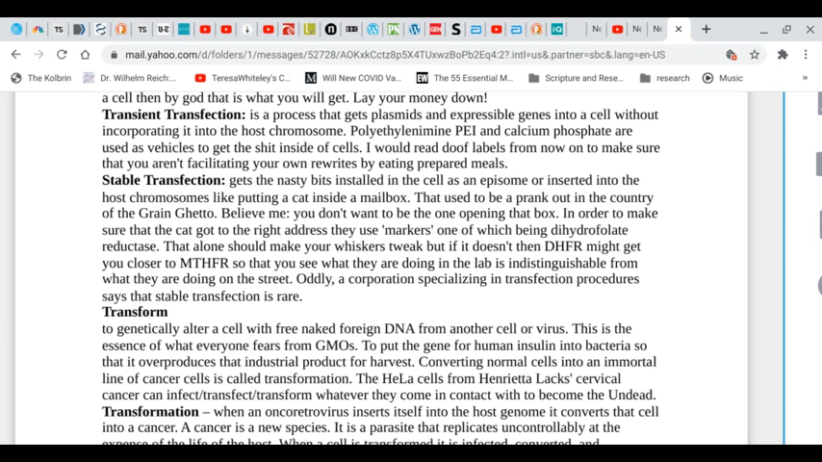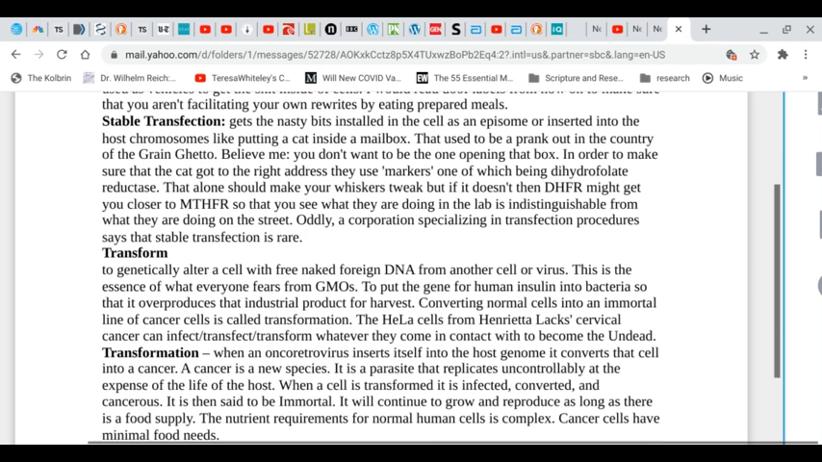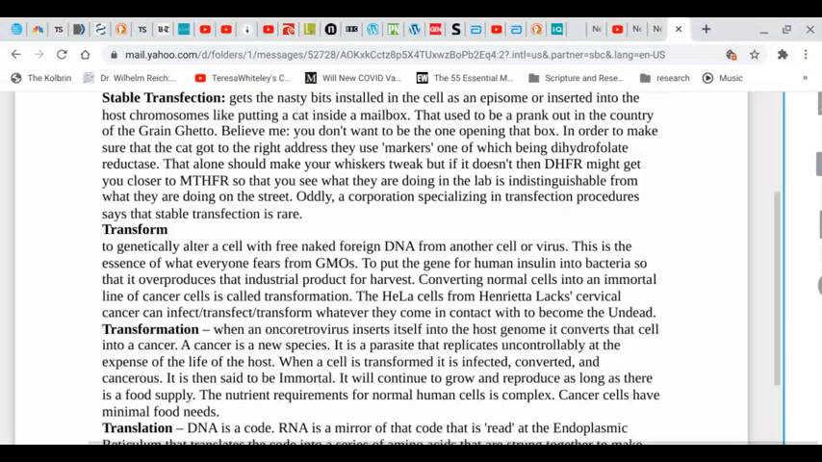dihydrofolate reductase. That alone should make your whiskers tweak, but if it doesn't, then DHFR might get you closer to the MTHFR. I always see motherfucker when I see that. So when you see that, what they're doing in the lab is indistinguishable from what they're doing on the street. Oddly, a corporation specializing in transfection procedures says that stable transfection is rare.